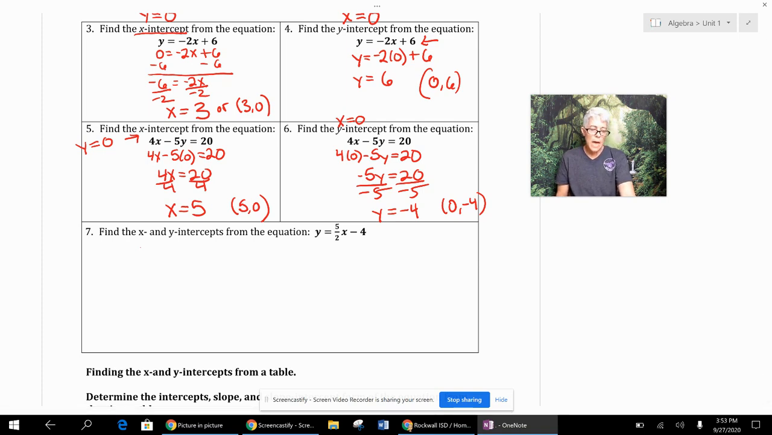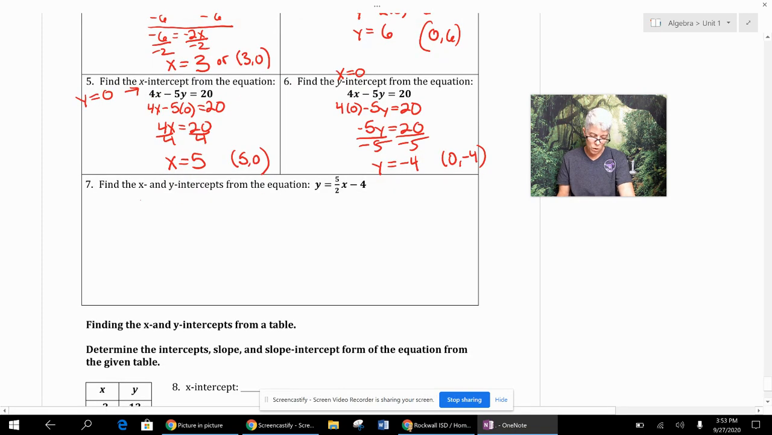Next one, we're going to find the x and y-intercept from this equation. So if you look, we already know what the y-intercept is. Y equals negative 4. We can see it because it's right there. But for the x-intercept, we want to remember that y equals 0. So I'm going to put a 0 into the equation. 0 equals 5 over 2 x minus 4.